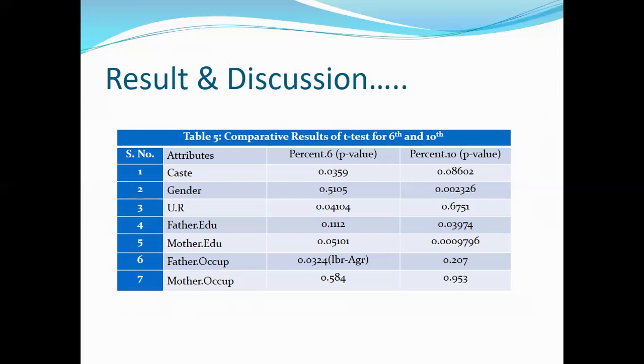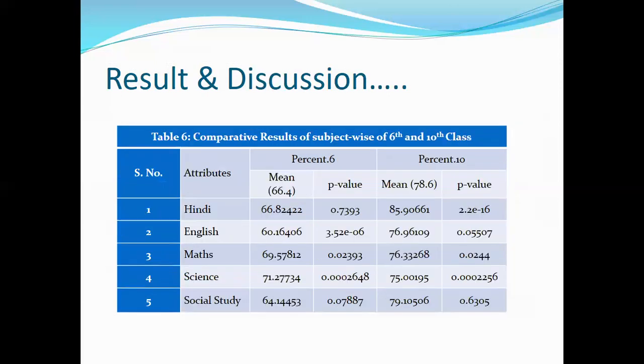An educated parent can better motivate and guide their children. Therefore, the father and mother education significantly influence the performance of the student in the 10th class. In table 6, we have compared the mean marks of different subjects to the overall mean marks in the 6th class and 10th class.